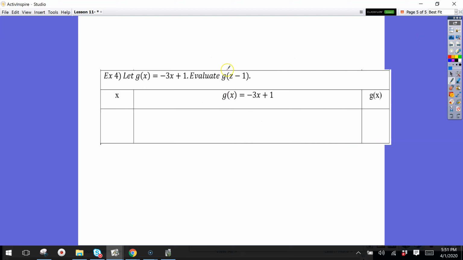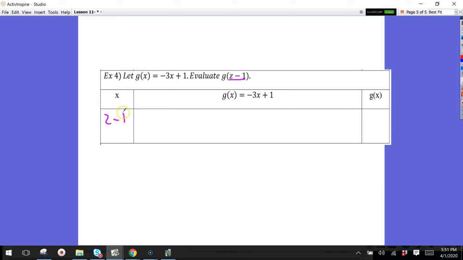All right. Now, the last example here, this is more of something where you will see in the future. It's called a composition of two functions. So what I'm doing is I'm inputting an algebraic expression inside of it. So my input is z minus 1. So obviously, if I'm plugging in an algebraic expression, I'm going to get an algebraic expression on the outside.